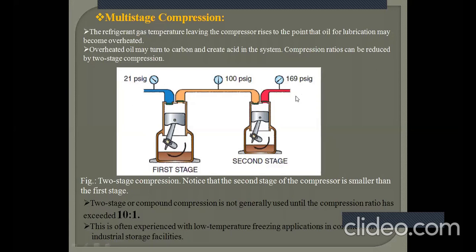Why do multi-staging? If multi-staging is not done, then the refrigerant gas which comes out of the first stage is too hot, and this increasing temperature of the gas may affect the lubricating oil properties, and this lubricating oil may get overheated. So overheated oil then turns into carbon and creates acid in the system, and the compression ratio is also affected. Clear?